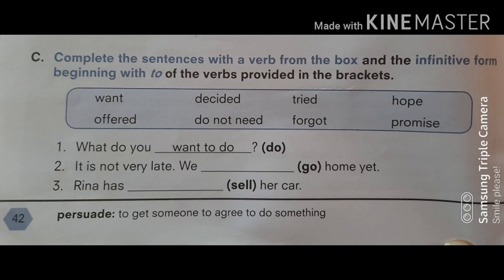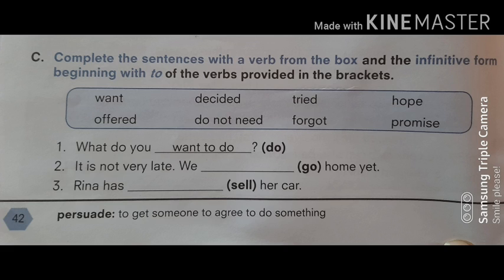So what we have to do? We have to take the verb from the box and we have to use the infinitive which is given in the bracket. Simply we have to add to to the word in the bracket and use the suitable words from the box. See here, the first one is done for us. What do you want to do? So here want is taken from the blue box and do is written in its infinitive form, that is to do, instead of writing do. So in this manner it is a meaningful sentence now.